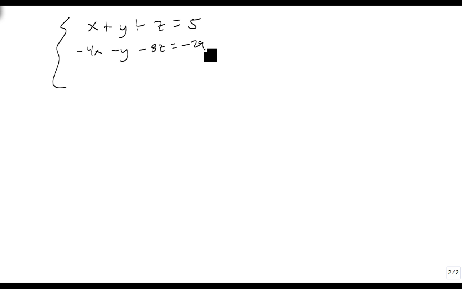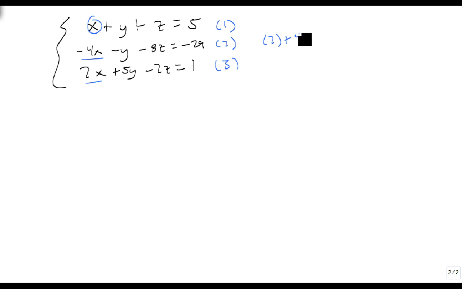Well, I also wanted to show a different type of equation. What if we had x plus y plus z equals 5, minus 4x minus y minus 8z equals minus 29, and 2x plus 5y minus 2z equals 1. So 1, 2, 3. 1's already in good shape, so we're just going to take 2 plus 4 times 1 and store that in 2. And we're going to take 3 minus 2 times 1 and store that in 3.